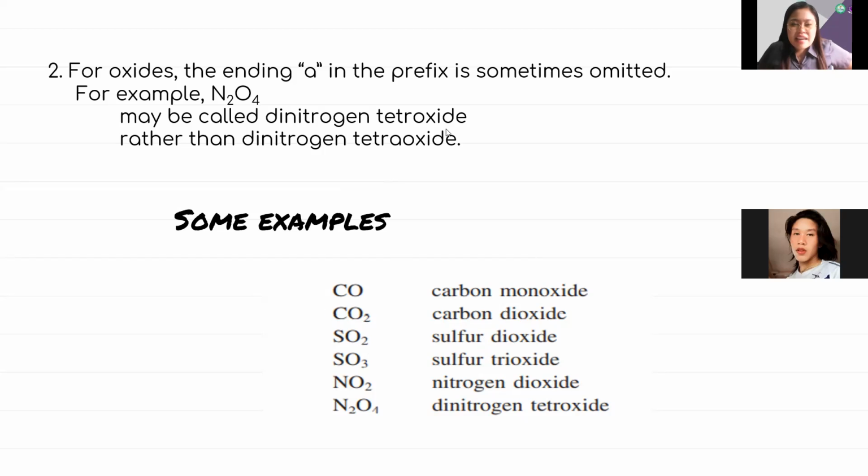So again, kailan natin gamitin ang mga prefixes? Please make sure na it is between non-metal plus non-metal. Again, non-metal plus non-metal. SO3 is sulfur trioxide. NO2, isang nitrogen. So nitrogen diretso and then dalawang oxygen, dioxide. And then our example kanina, dinitrogen. And then instead of tetraoxide, we'll just omit A since this is a vowel here. So tetroxide siya.